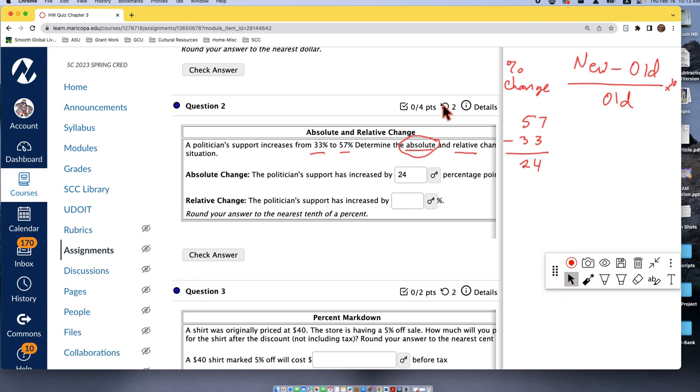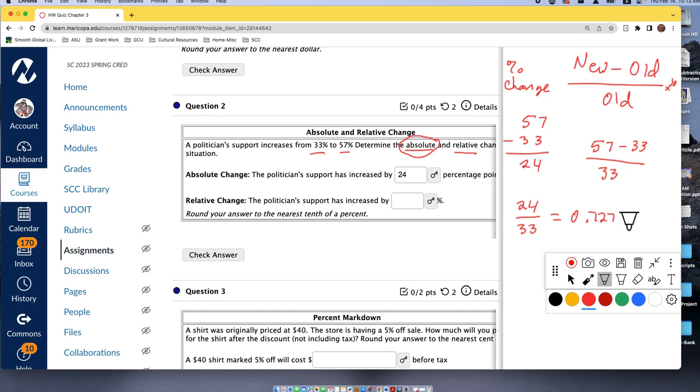So percent change, what's the new value? 57. The old value was 33. We're going to do that subtraction, which we've actually already done, right? That's 24. And then we divide by the old. So this is going to be 24 divided by 33. It's a long decimal. It's 0.72727272, on into infinity.